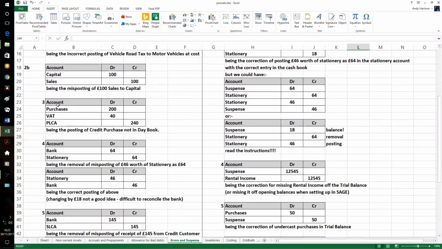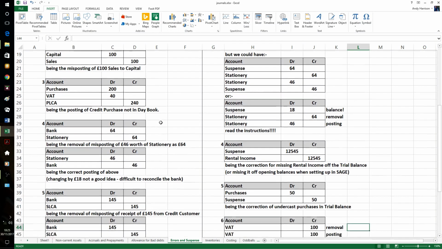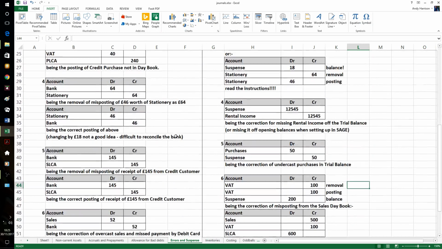And then this is an error of omission because we just did not put it in our daybook in the first place, so that's just a purchase on credit, because it's the control account and the VAT separated. And then an original entry, so it should have been 46, we put it in as 64. So this is the removal, debit the bank, credit stationery, and then we post it correctly. Yes, there's £18 difference, but that would cause problems reconciling the bank or somebody not picking it up and scratching their head working out what on earth you've done.